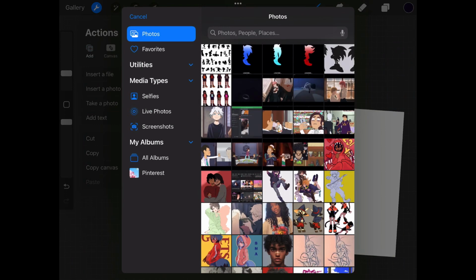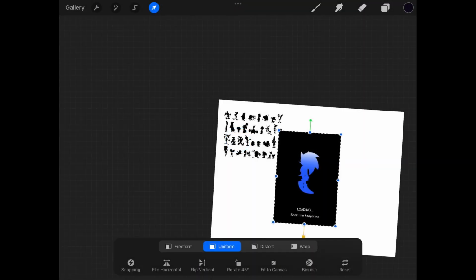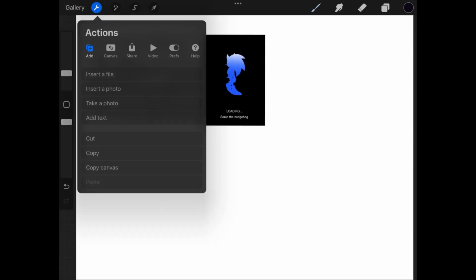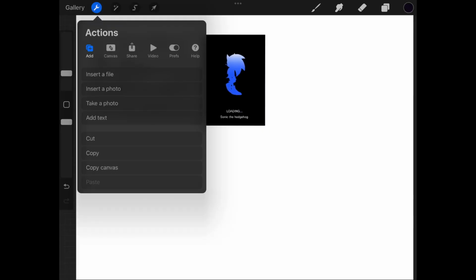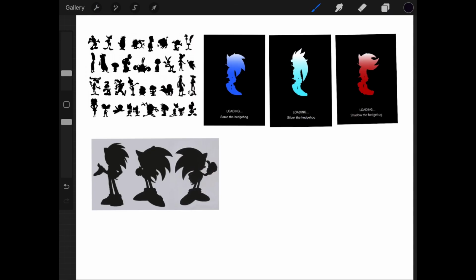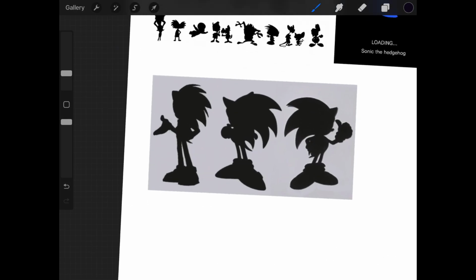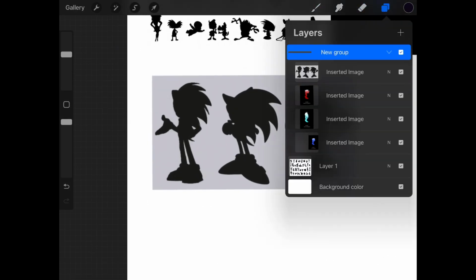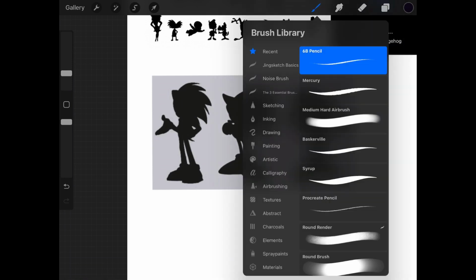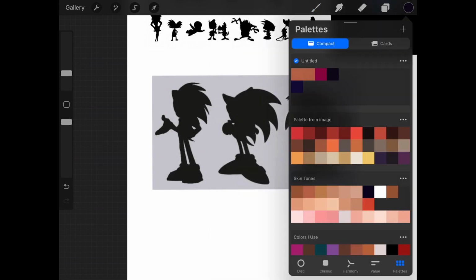Insert a file. This one is a Sonic the Hedgehog silhouette. Damn it. And oh, this one is the Sonic the Hedgehog silhouette. Now, Shadow, can people identify who they are or get the gist of what they look like? Like, for example, this Sonic right here, as my nerd self would know, let's change the brush to something reddish.